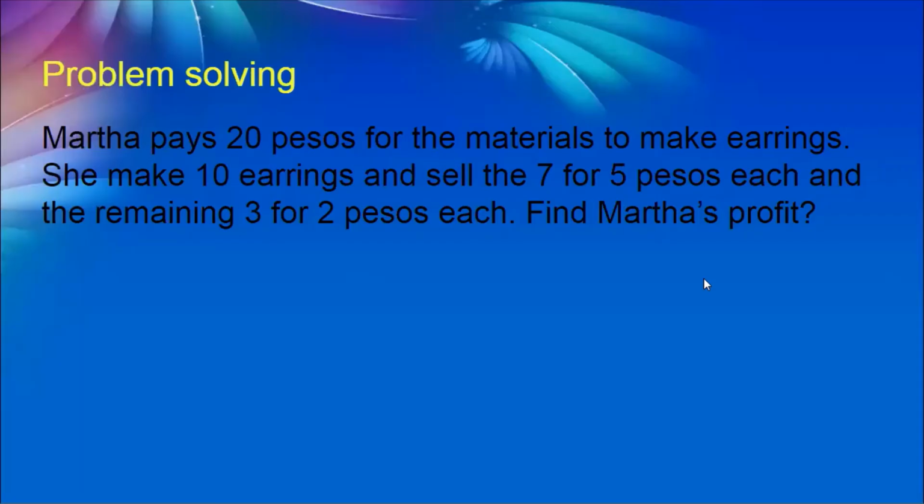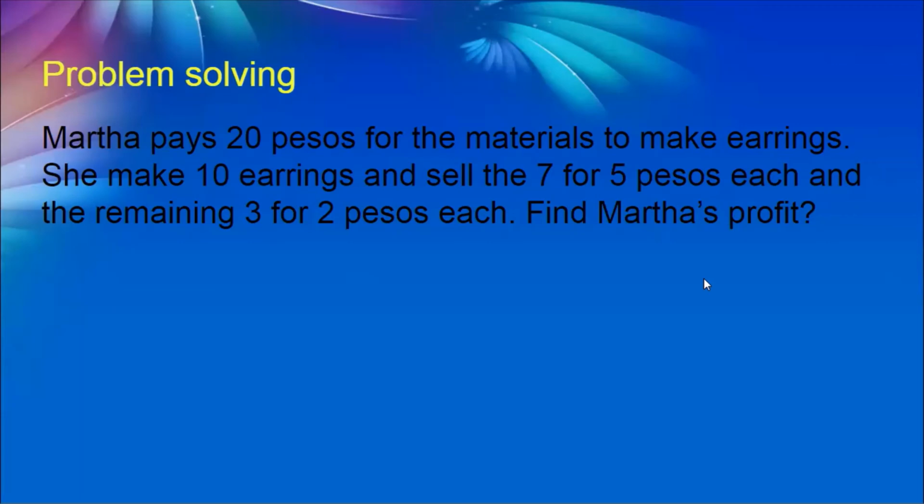Now let us try some word problem. We have here, Martha pays 20 pesos for the materials to make earrings. She makes 10 earrings and sells the 7 for 5 pesos each and the remaining 3 for 2 pesos each. Now find Martha's profit. In this problem, we are going to use our knowledge about the order of operation.